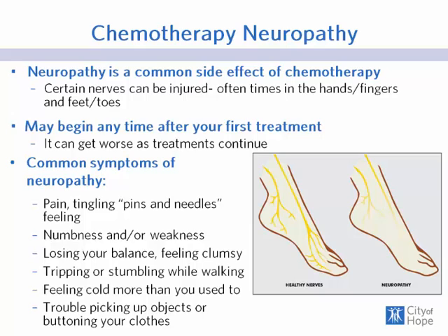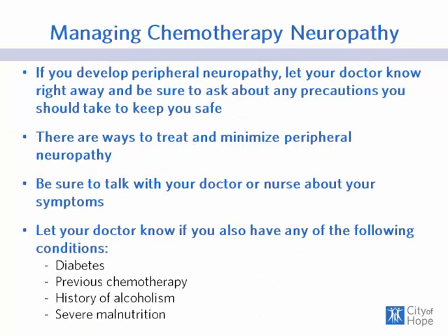Common symptoms of neuropathy are pain, tingling like pins and needles, often early signs, numbness and/or weakness, losing your balance, feeling clumsy, tripping and stumbling when walking, feeling more cold than you used to, trouble picking up objects or buttoning your clothes. Managing chemotherapy neuropathy.